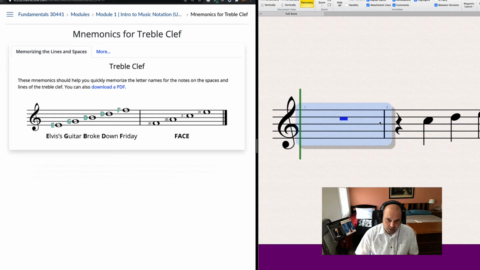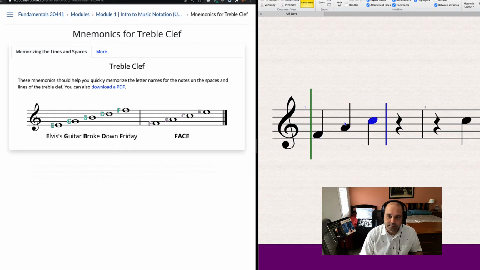And the other way to jump through the notes quickly is the spaces, which is pretty too, right? Right? So all spaces spell face, F-A-C-E. So one way to do this is to go, all right, I see this note, it's on a space, so I need to go F-A-C. Oh, that's C.